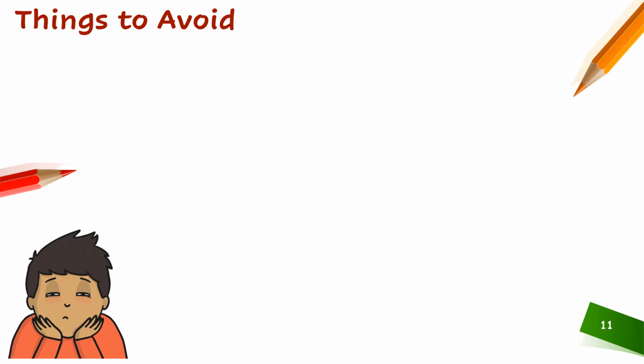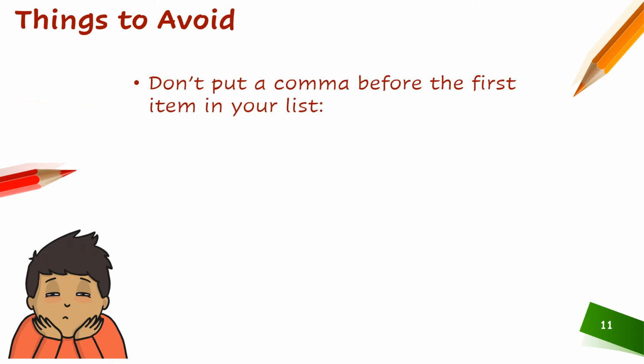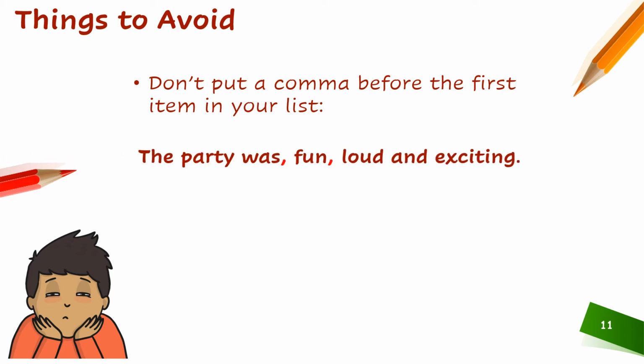So here are some things to avoid when you're using commas. Firstly, don't put a comma before the first item in your list. The party was fun, loud, and exciting. I only needed to use one comma between these adjectives, fun and loud. I didn't need to put one after the word was. So that's a mistake.